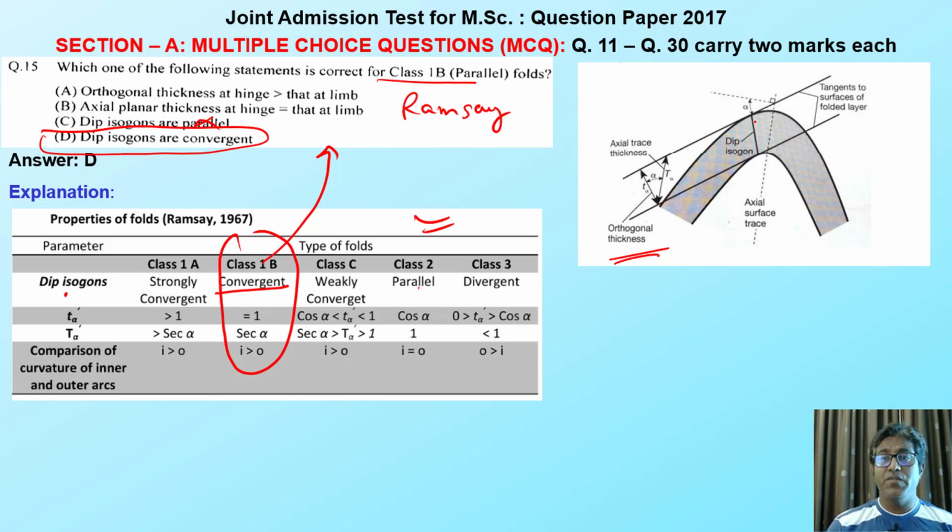And it is very simple to classify a fold based on Ramsey classification. What you have to do is draw some arrangement that I will explain to you in later videos. So it will be good for you to learn how to differentiate every limb based on this Ramsey classification.